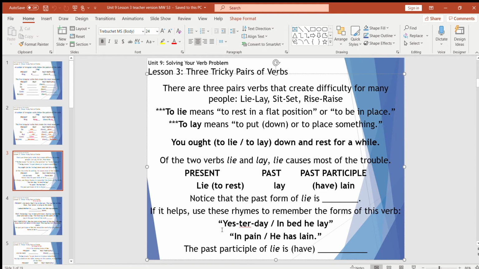So if it helps, use these rhymes to remember the forms of this verb. Yesterday in bed he lay, in pain. I need caffeine. In pain he has lain. So the past participle of lie is what? Is have lain, which I know doesn't sound like a real word. I know, but grammatically, yes, it is. The reason why it doesn't sound like a real word is because most people don't say it correctly. Informally, they say it like laid down, which is why things get confusing.